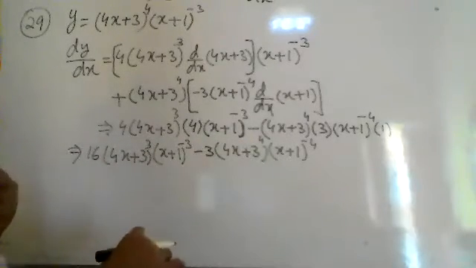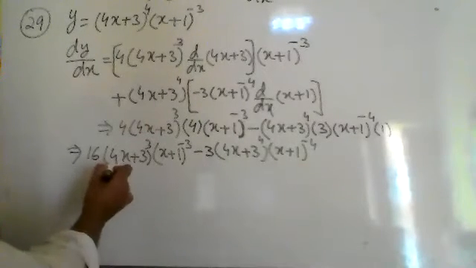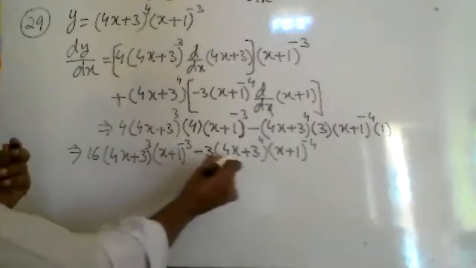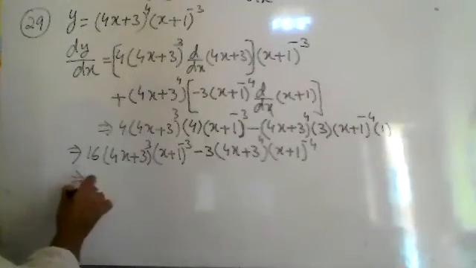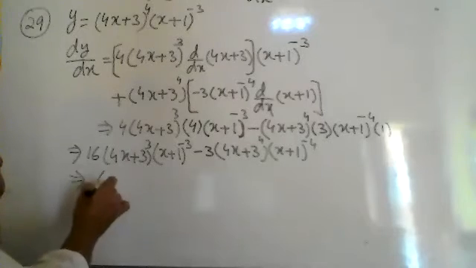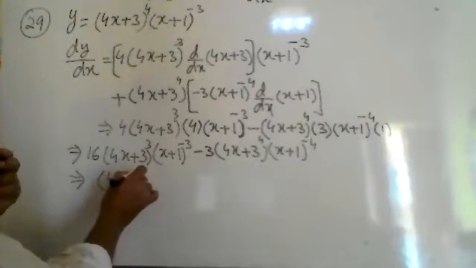तो छोटी पावर कॉमन ली जाती है. Always we will take the smallest power. The smallest power 4x plus 3 raised to power 3, 4x plus 3 raised to power 4. So power 3 is common. 4x plus 3 raised to power 3 is common.